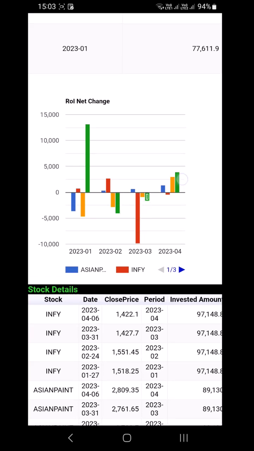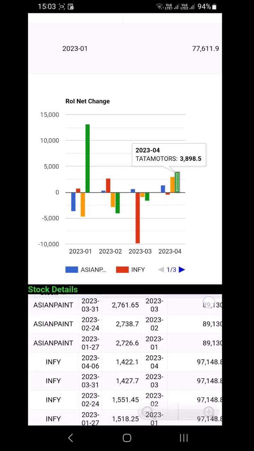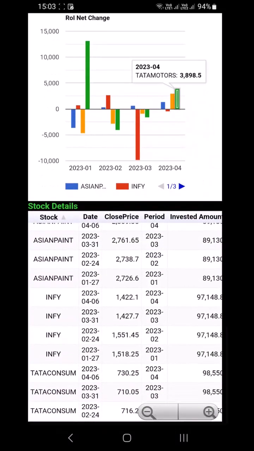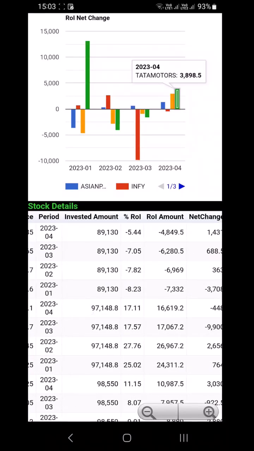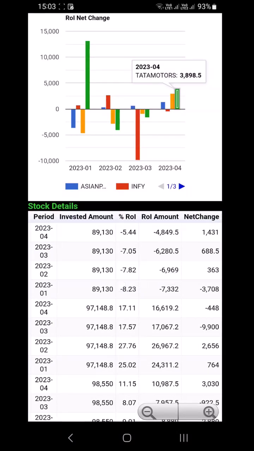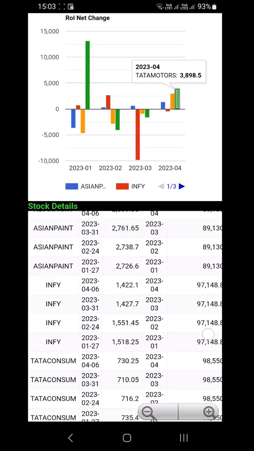The last table in the screen, which is the stock details table, presents key details about each stock in the portfolio for the selected time frame, like the invested amount, ROI percentage, ROI amount, and the net change in the ROI. These details are quite handy for the investor to assess the performance of individual stocks to make decisions about their stock market investments.